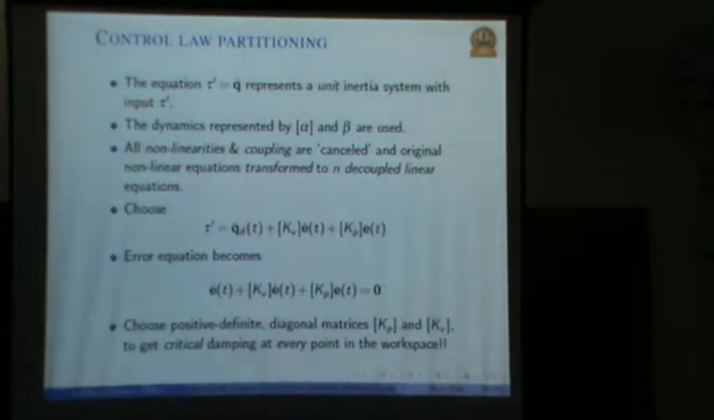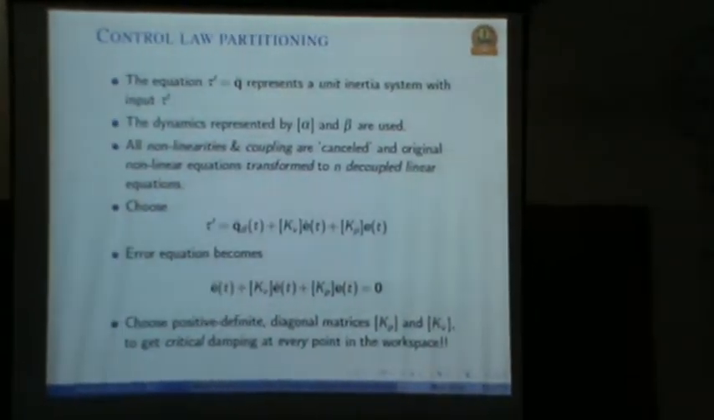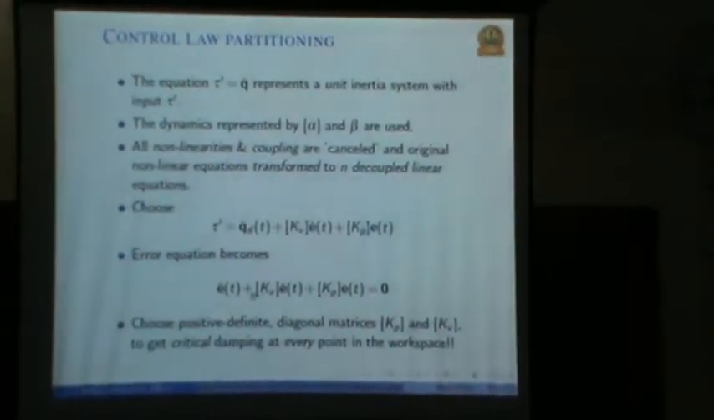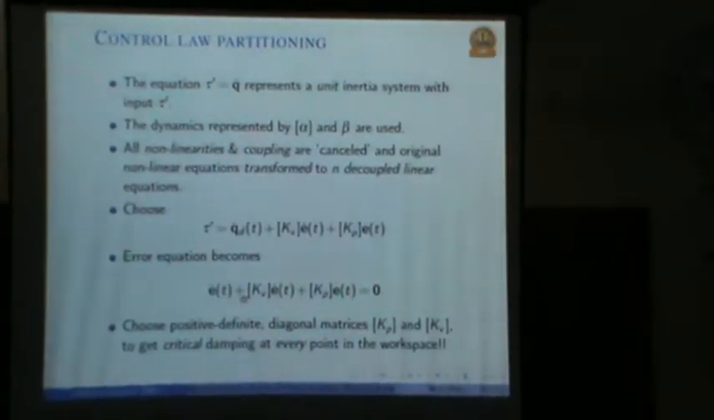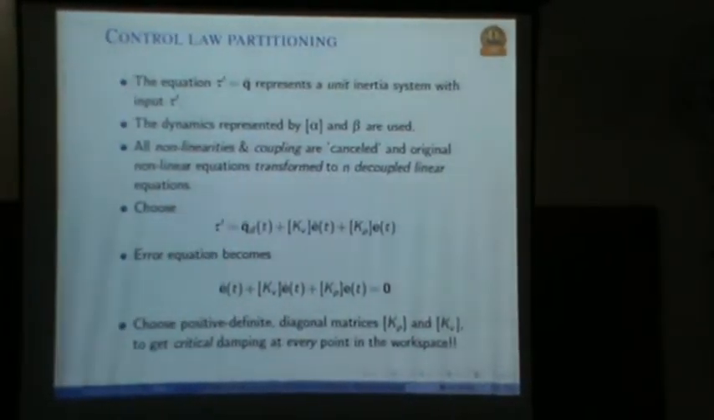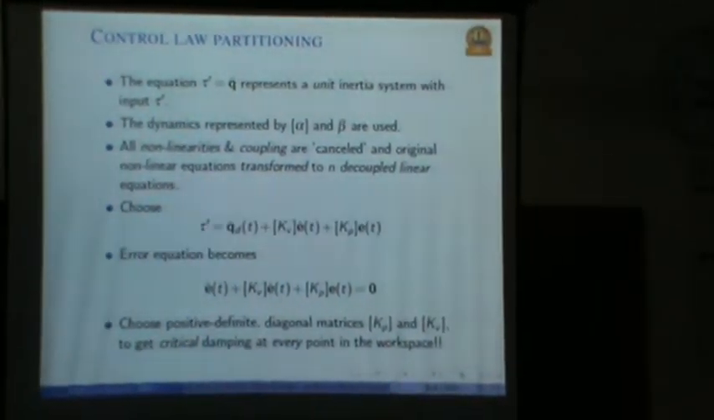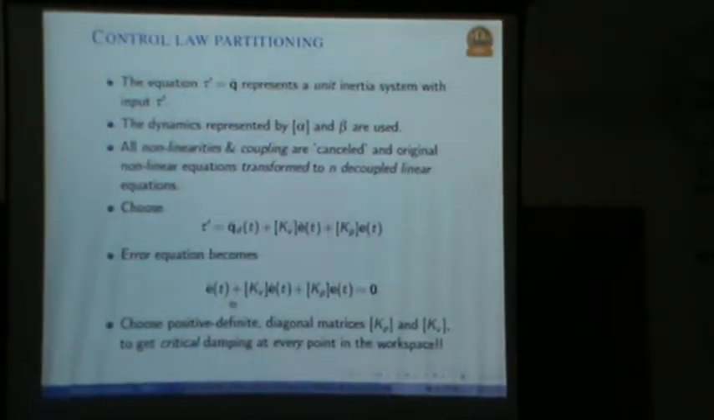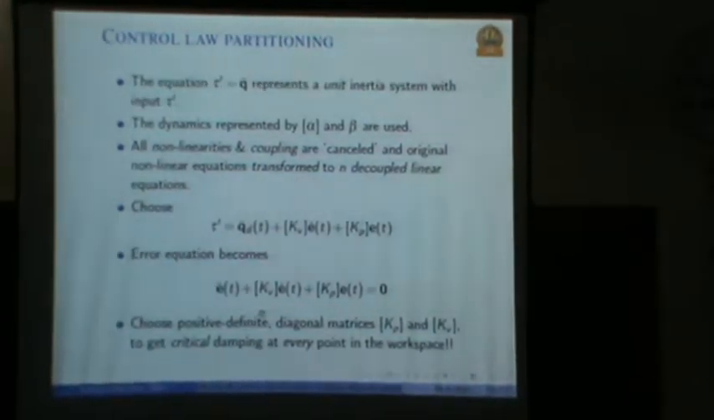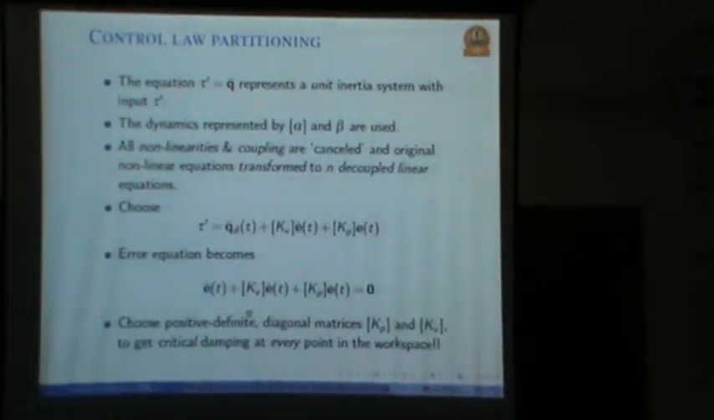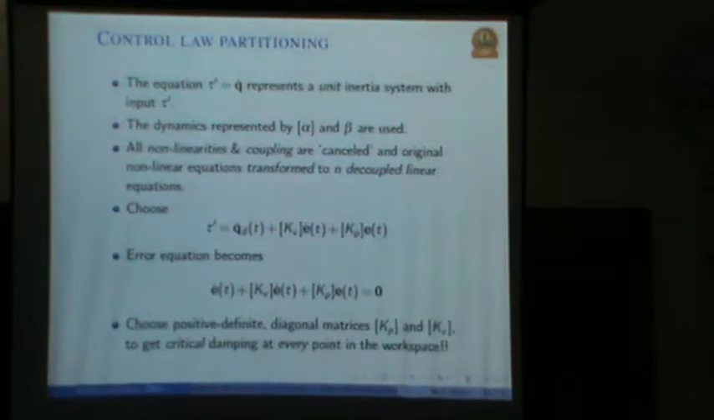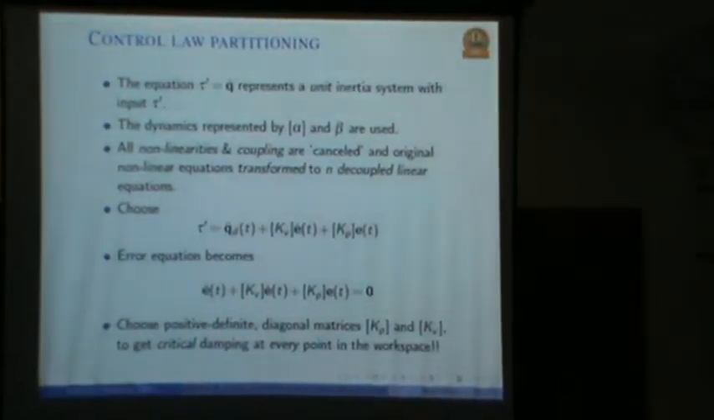After all this cancellation, after using all this dynamic model, the effective error, where error is theta d minus theta, with theta d the desired joint and theta the measured joint, is a simple second order equation, and I can make it overdamped, underdamped, or critically damped, whatever I want.